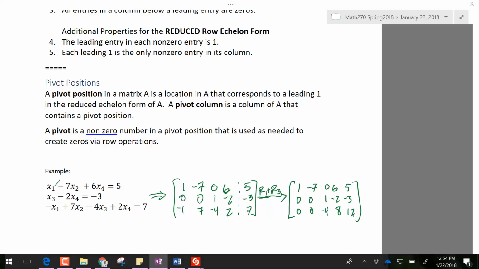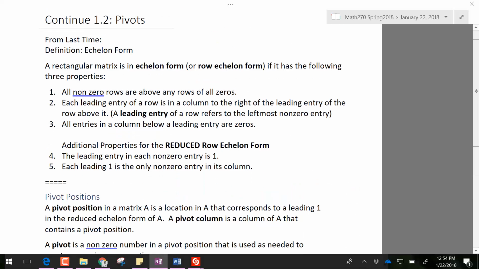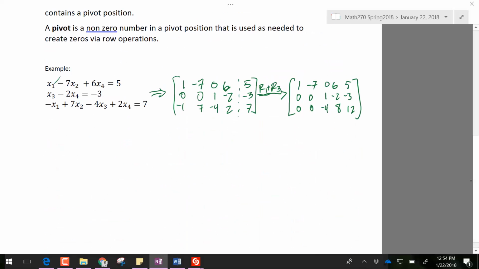So it looks like we could do one more step here to get it in row echelon form. It looks like I can multiply the second row by positive 4, and then add it to the third row and replace the third row. So if I'm replacing the third row, that means the first and second row remain the same. And then the third row is going to change.